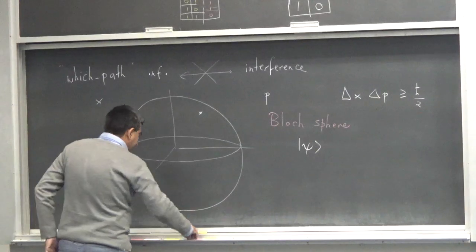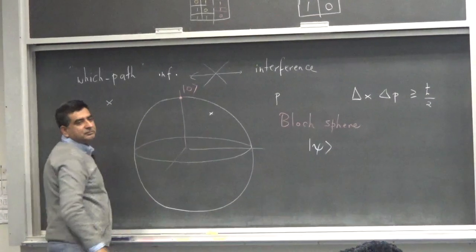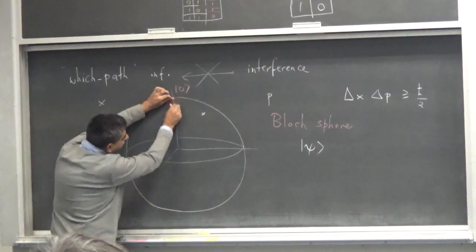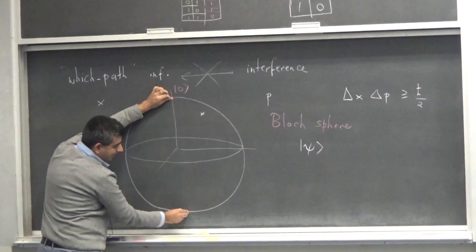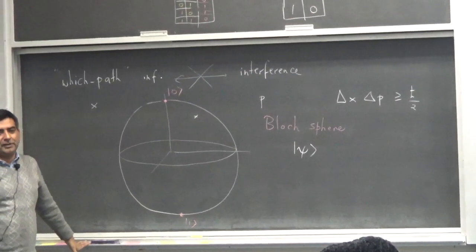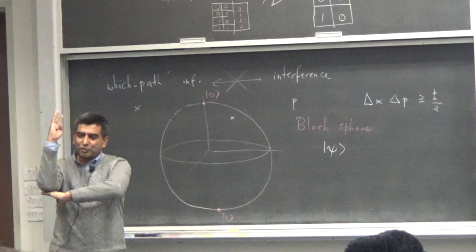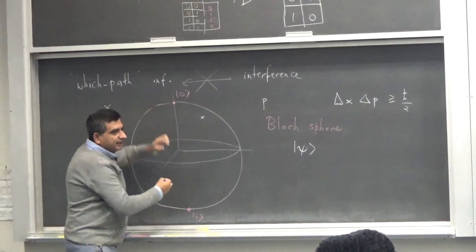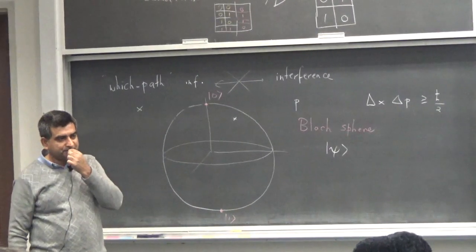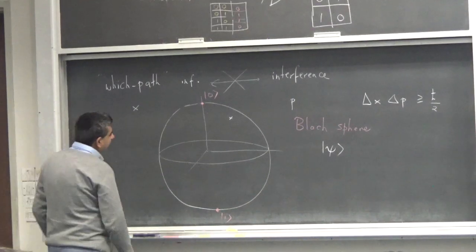Now, we say that on the north pole lies the quantum state ket 0, and its orthogonal state lies on the diametrically opposite point, the south pole. This is just convention. In flat Euclidean 2D space, ket 0 and ket 1 would be orthogonal vectors. Here these orthogonal vectors live on diametrically opposite sides of the Bloch sphere, because it's not the Euclidean space we're talking about.